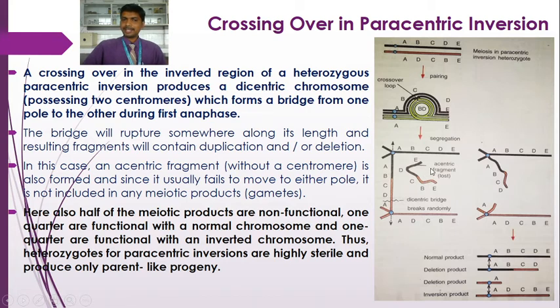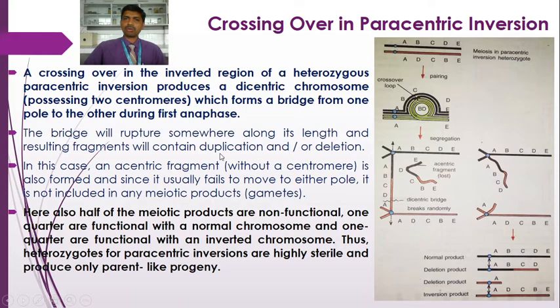In this case, an acentric fragment without a centromere is also formed, and since it usually fails to move to either pole, it is not included in any meiotic products or gametes. Here also half of the meiotic products are non-functional because they are subjected to the deletion. 1/4 are functional with a normal chromosome, 1/4 are functional with the inverted chromosome. Thus heterozygotes for paracentric inversions are highly sterile and produce only parent-like progeny.